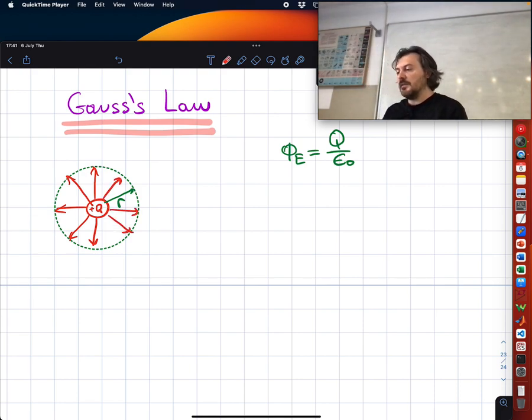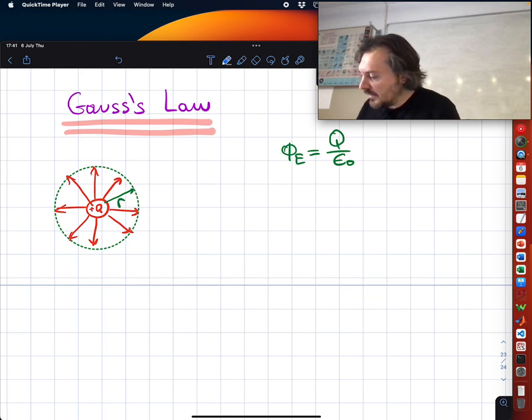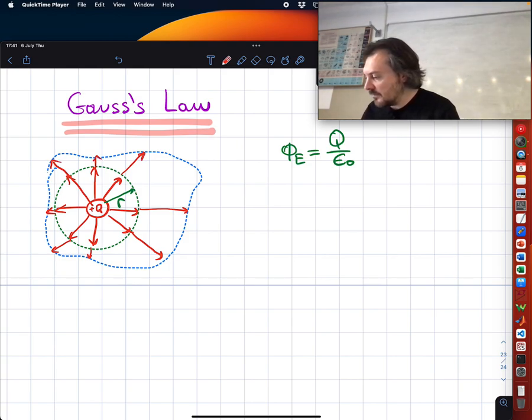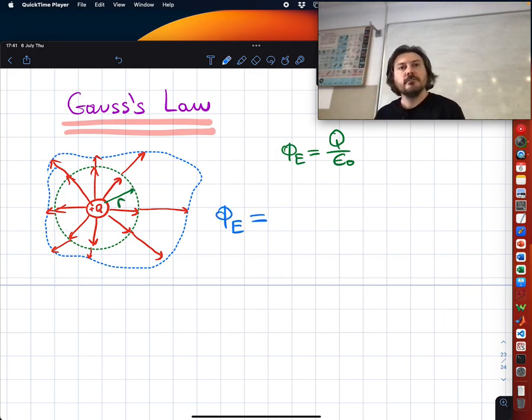I started with this, and now let me take any kind of a surface. And these lines now extend out to here. What do you think is the red phi e or the blue phi e? Let me just say blue one. For the blue surface, what do you think it is? Same. It is the same.